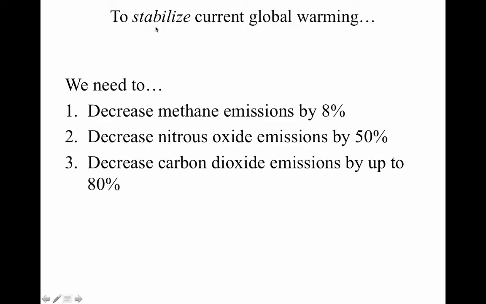So just to stabilize current global warming, we're not even saying to decrease it, but just to slow it down, at least to stabilize and not increase carbon dioxide concentrations in the atmosphere, we'd have to decrease methane emissions by 8%, which doesn't sound like a big deal.